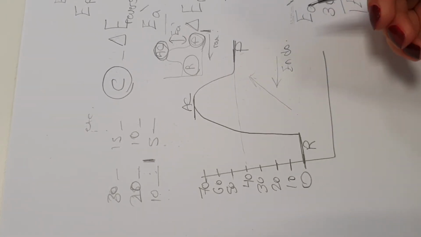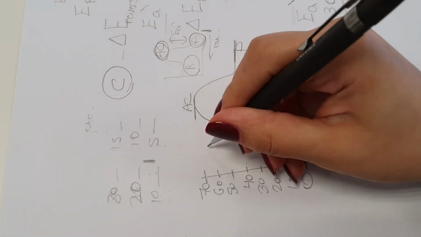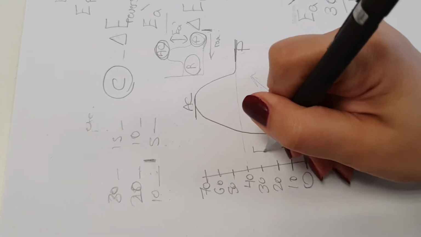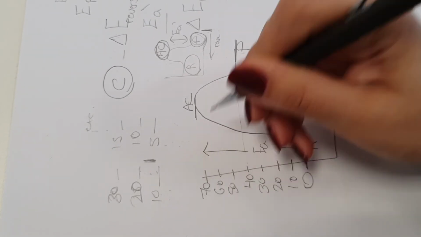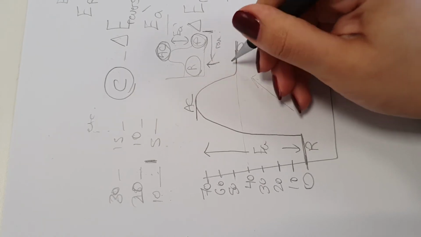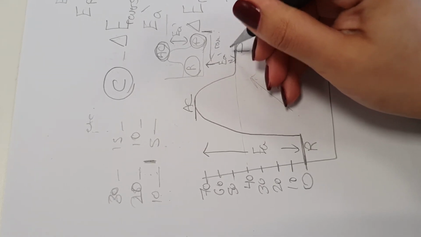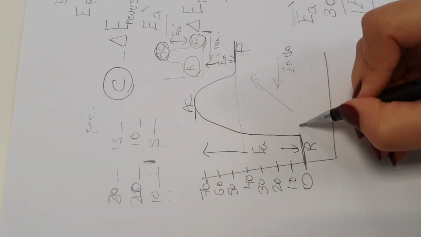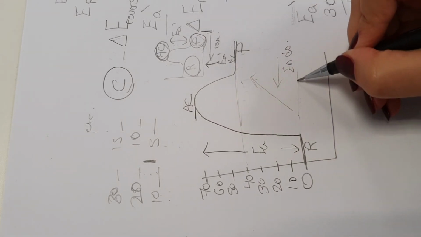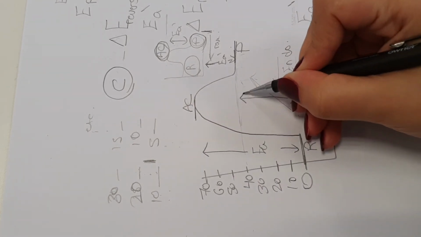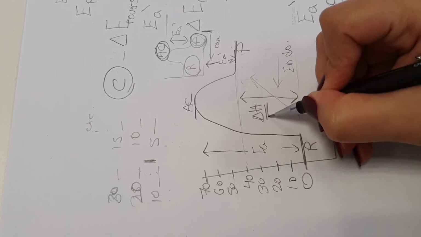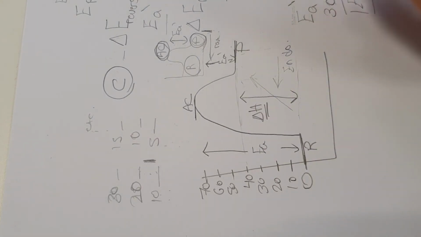And that's it. Also, if he asks you to label, the activation energy is from reactants to activated complex. This is the prime one, and that's it. And from reactants to products is the enthalpy of the reaction. Okay?